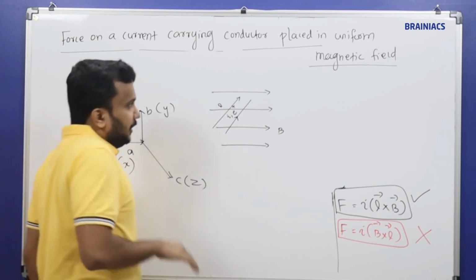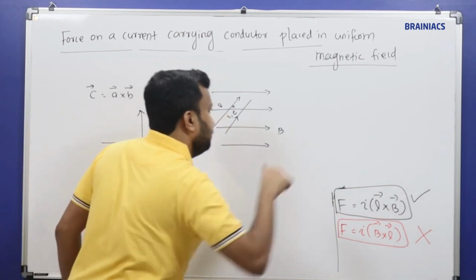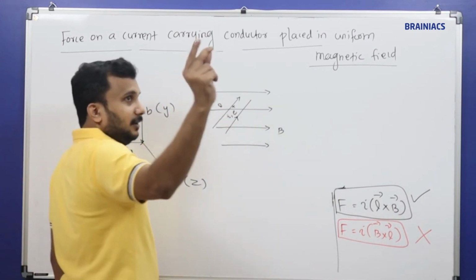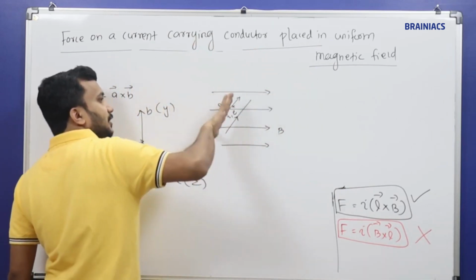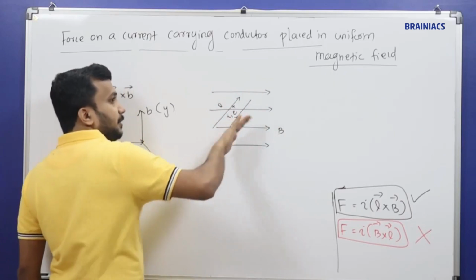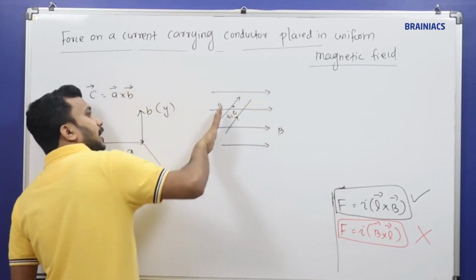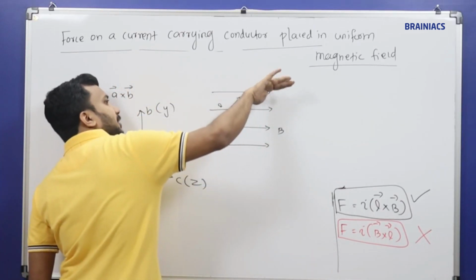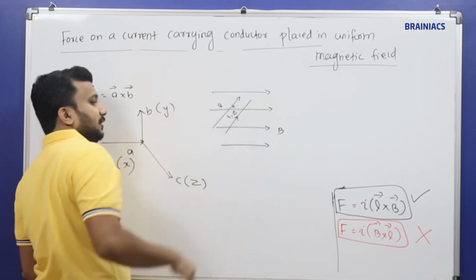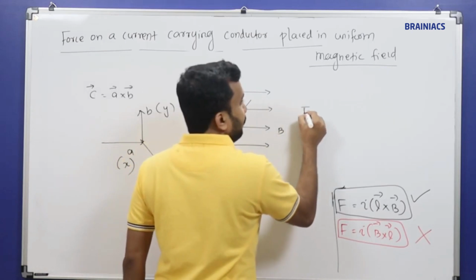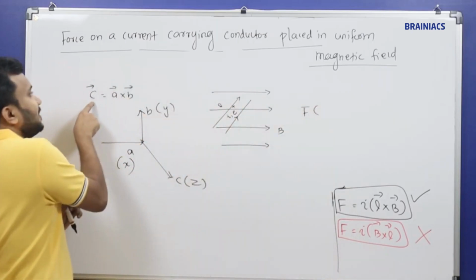Okay, now what we need to do? L cross B. Listen, L cross B. So L is in this direction, L cross B is what direction? B is in this direction. So for L cross B, I am folding my fingers. Where is my thumb going? Thumb is going into the board, which means the resultant will be here.